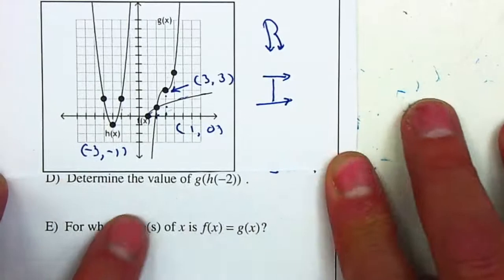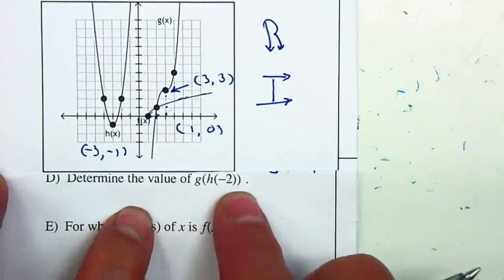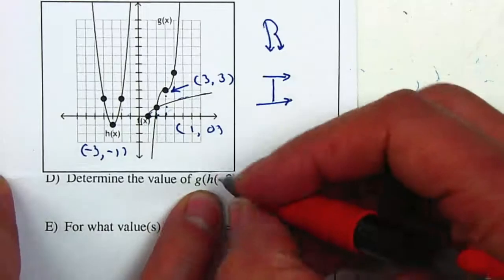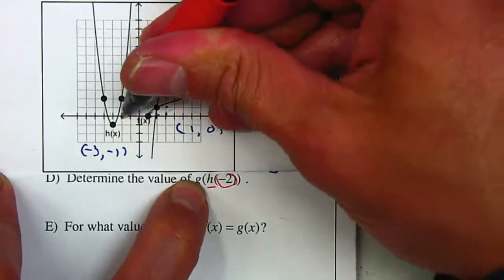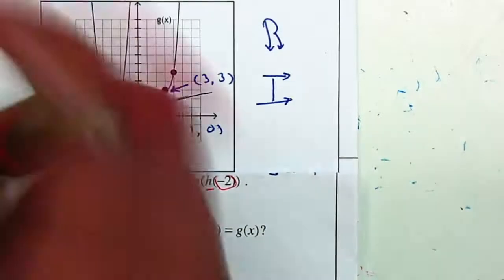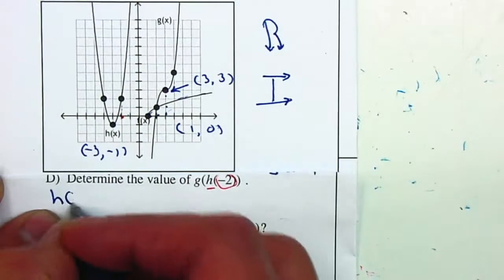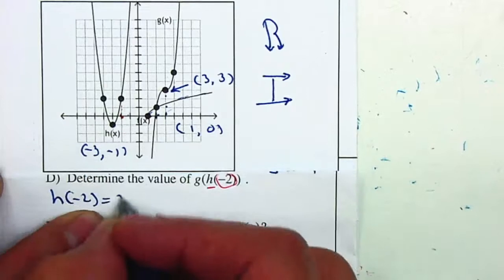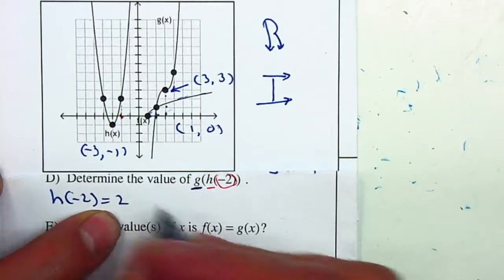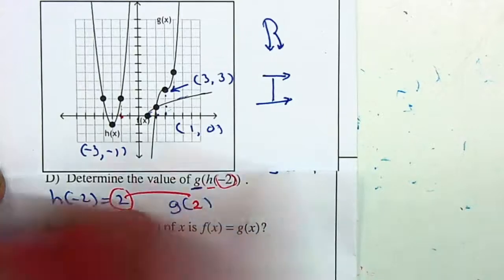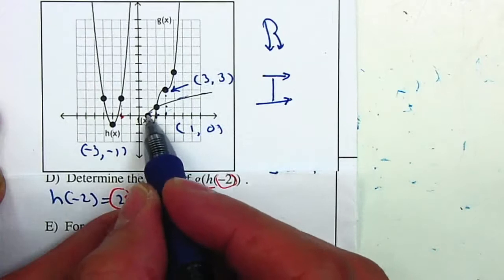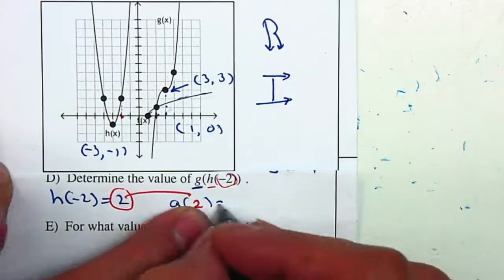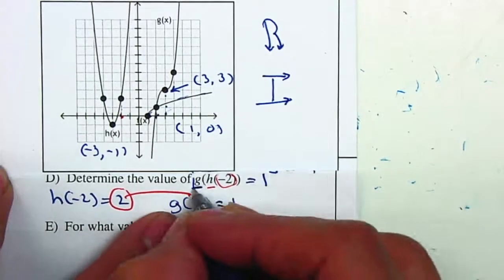Determine the value of g of h of negative 2. So first you're going to plug in the negative 2 inside the h. So I'm going to go 1, 2. How high is the graph? 1, 2. So therefore h of negative 2 is 2. And whatever I get, I'm going to plug inside the g. I'm looking for g of 2. So I'll go to the right 2. This is my g. 1, 2. And how high is it? 1. So therefore this is equal to 1.